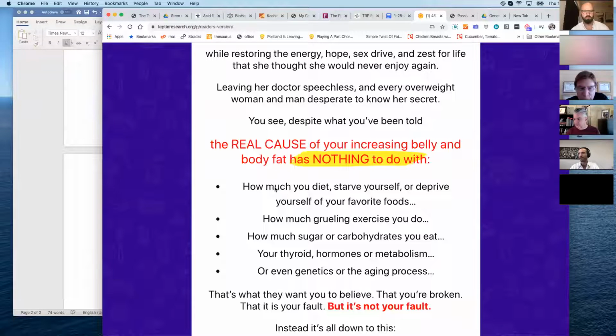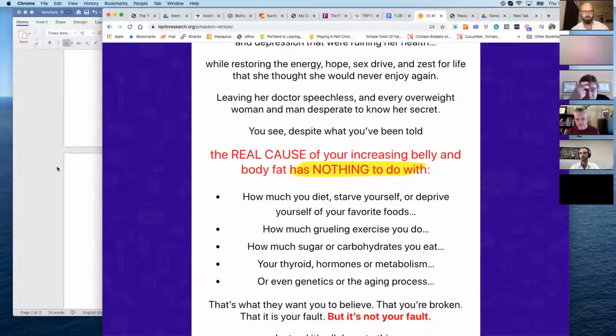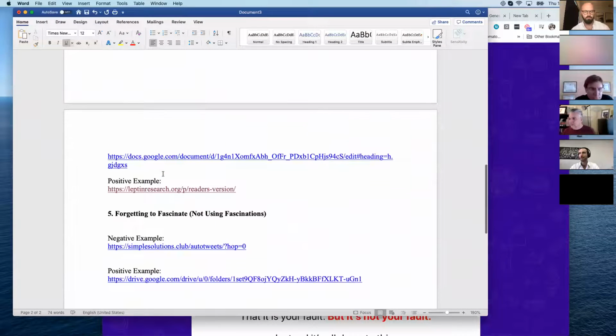Whoever asked if the bullets are strategically centered, I doubt it. It's probably just formatting. So yeah, okay, cool.